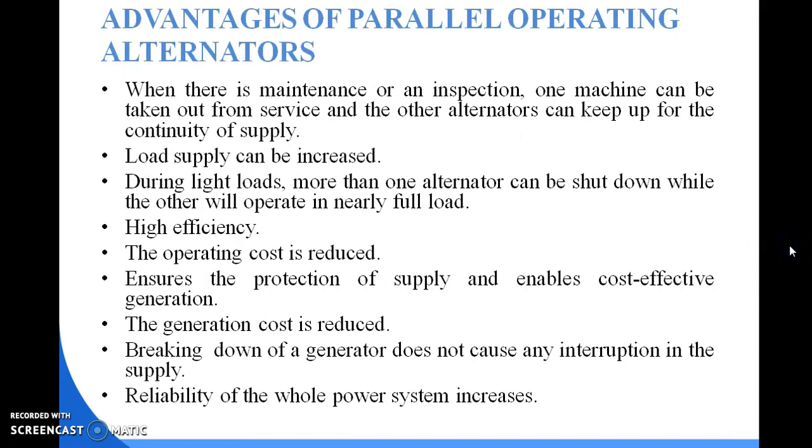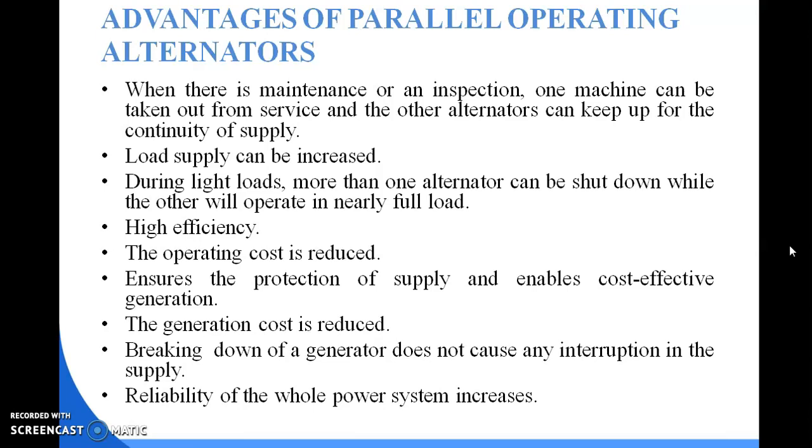So, what are the advantages of parallel operating alternators? Firstly, when there is maintenance or an inspection, one machine can be taken out from service and other alternators can keep up the continuity of supply. Secondly, load supply can be increased as we have taken a number of alternators in parallel. During light loads, more than one alternator can be shut down while the other will operate at nearly full load. So, there will be minimum use of electricity.